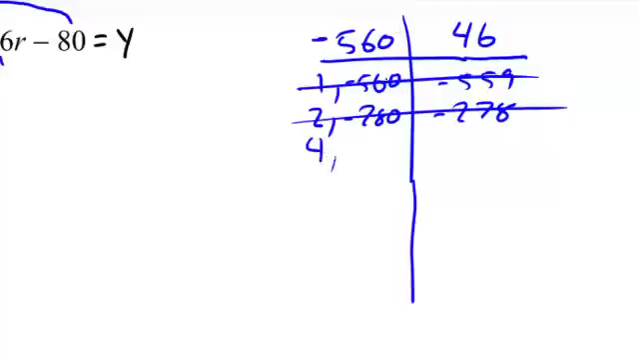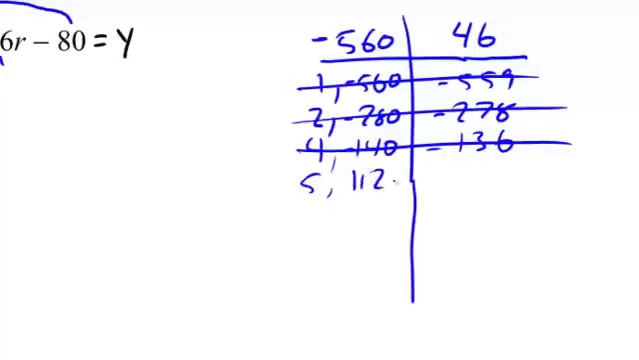4. 560 divided by 2 is 280. Divided by 2 is 140. So negative 140. So I get negative 136. 5. 5 has to end in a 0 or a 5, and it does. So 560 divided by 5 is 112. 112 minus 5, negative 5, is negative 107.